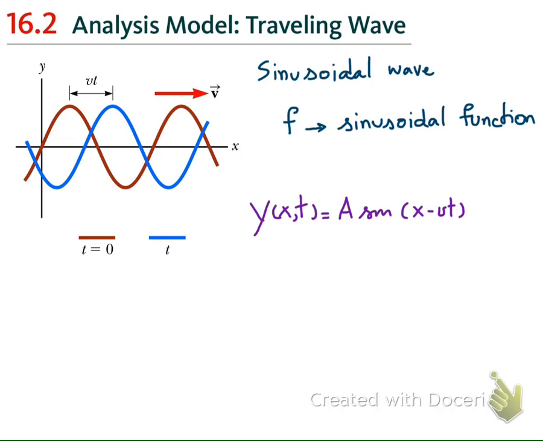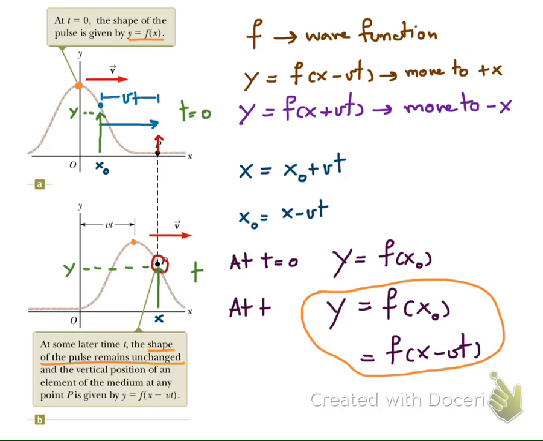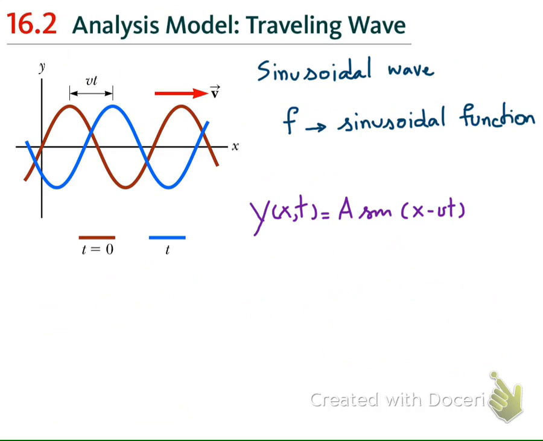You can see that we can compare this with the wave function that we have discussed in the last section. And now the functional form here is a sinusoidal function, which is the A sine. So we can write the displacement at the point x and the time t of the wave as A sine (x minus vt).